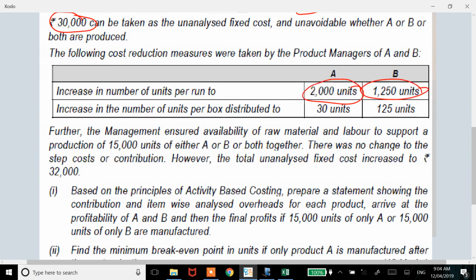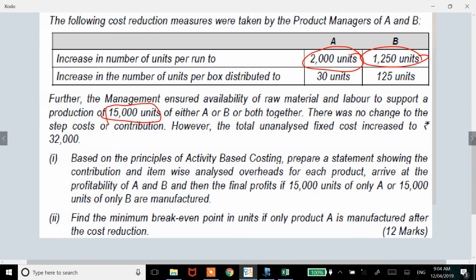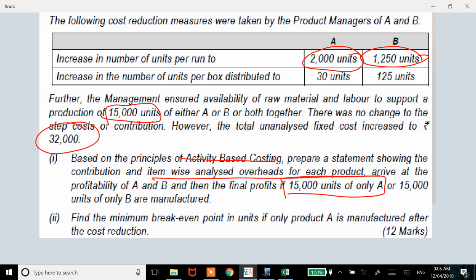Now management says to prepare a profit statement of 15,000 units of either A, 15,000 units of B, or a combination, that is possible. And now unanalyzed fixed cost increases to 32,000. Based on the principles of ABC, prepare a statement showing the contribution and item wise analyzed overheads if 15,000 of only A is manufactured or 15,000 of only B is manufactured. So I am required to prepare a profitability statement if only A gets manufactured and if only B gets manufactured.